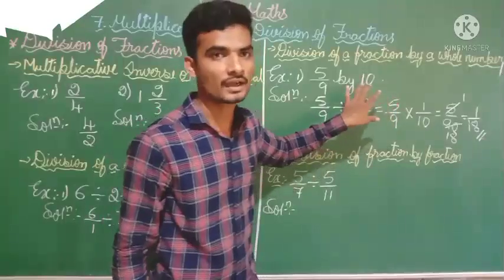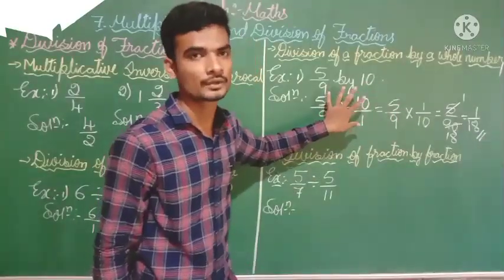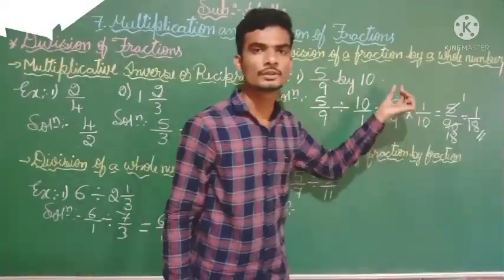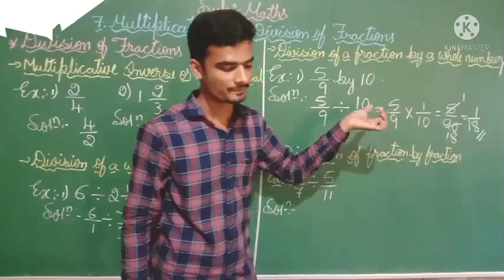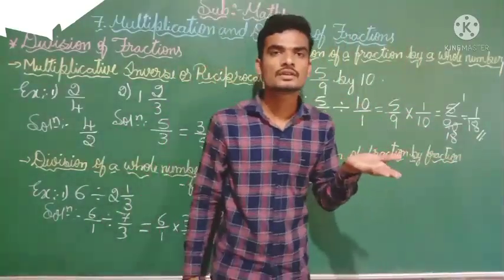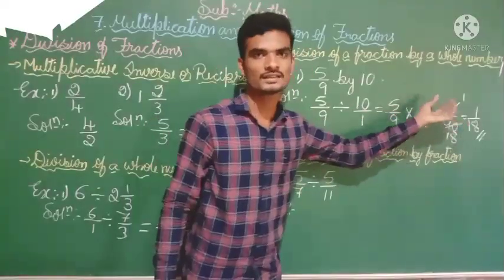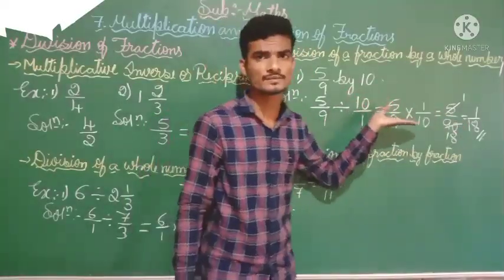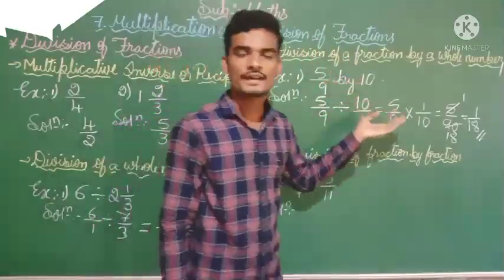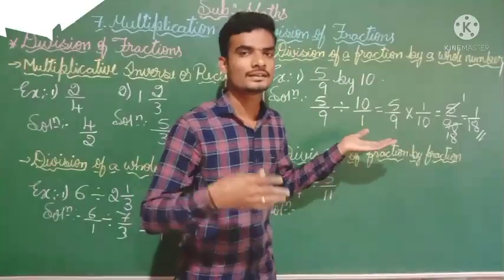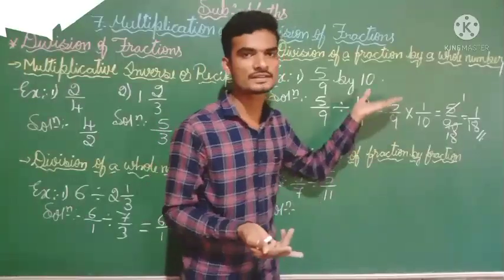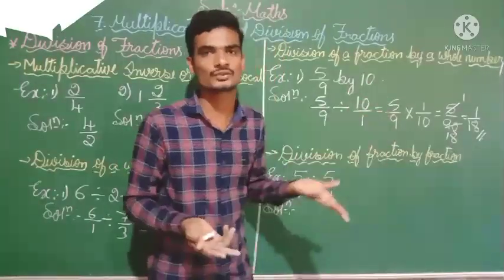Here I have taken this from A main. Dear students, follow the same steps to solve all types of problems. There are 6 problems in A main, so the remaining 5 problems you can solve very easily by using these steps. These are very easy problems. It is not a confusing problem, not at all difficult. It is a very simple and easy problem for you.